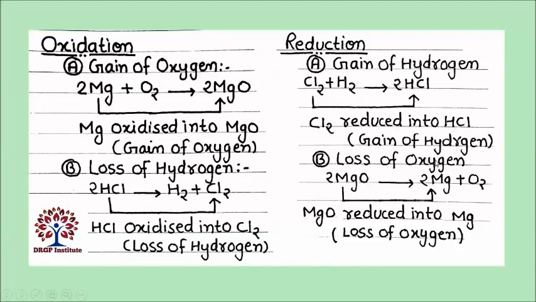Last one, loss of oxygen is also reduction. So how do we explain that one? 2MgO giving 2Mg plus O2. That means MgO is reduced into Mg with the loss of oxygen. So with the equations, we have seen how we can explain oxidation and reduction in terms of oxygen and hydrogen.